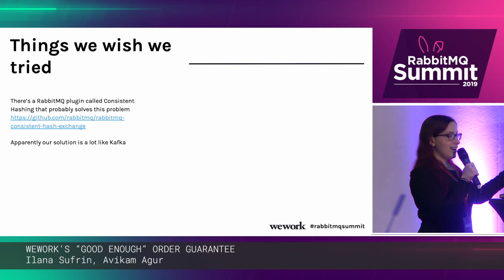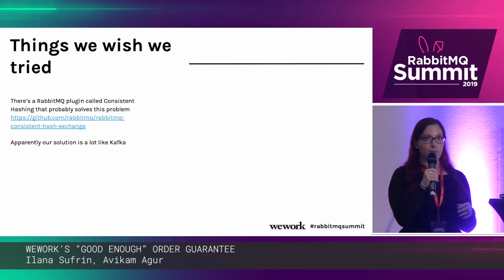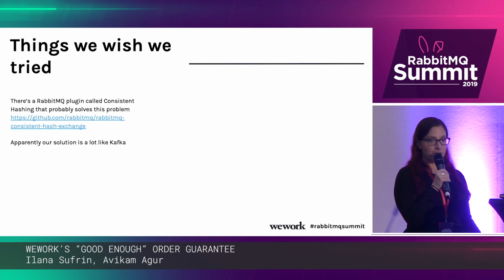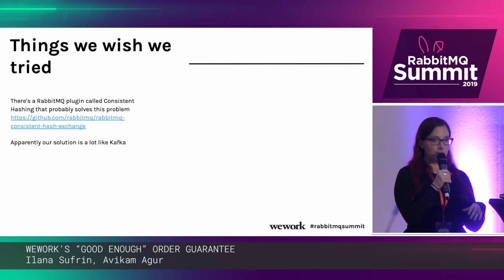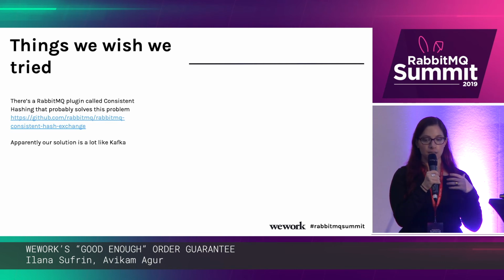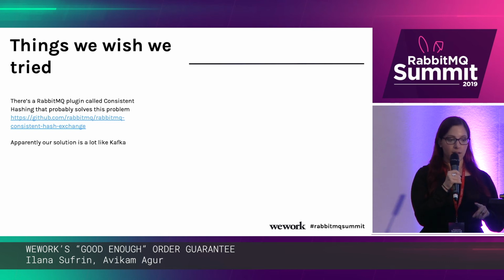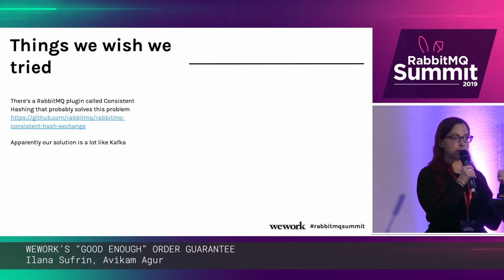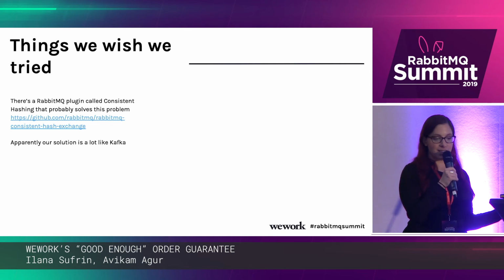So even though we solved our problem and everything is great, I don't think that we did everything perfectly. We probably should have tried a few more things first. But like Avikam said, we were very adamant that we wanted to solve it within our team, with the knowledge we had, and do things that we could maintain easily. However, there is apparently a RabbitMQ plugin called consistent hashing that basically does what we described. We didn't vet it, so we can't promise you that it solves the problem, but apparently it does.